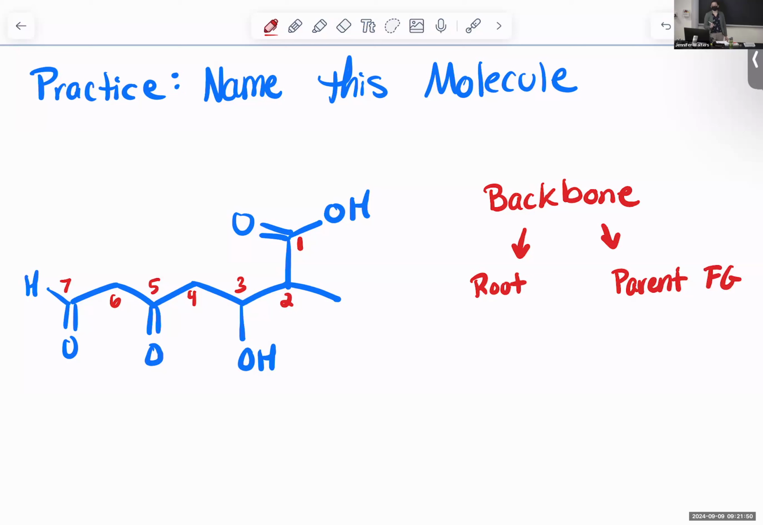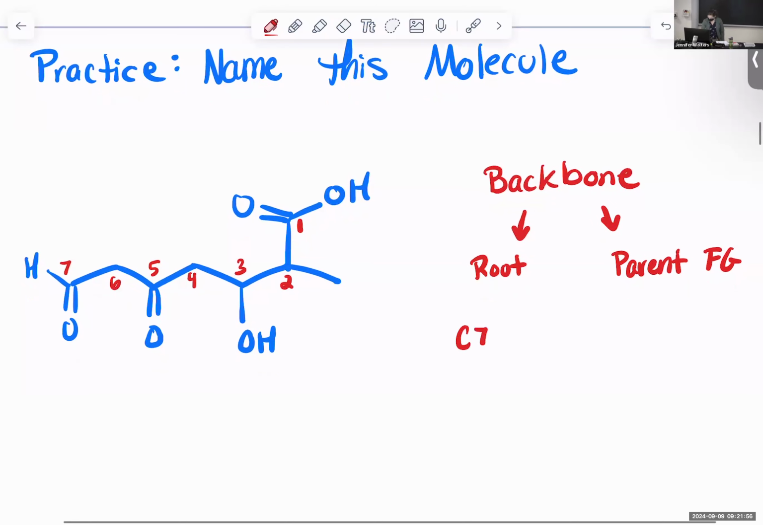What is my root? What do you use for 7 carbons? Hept, good. That is your root. So your root is that meth, eth, prop, but, pent, hex, hept, oct, non, dec. You need to know those 10 in that order.